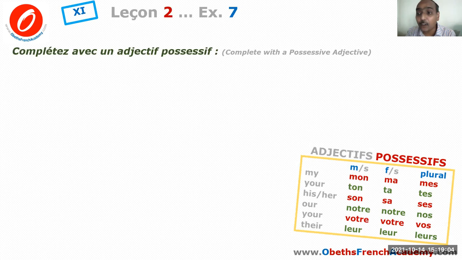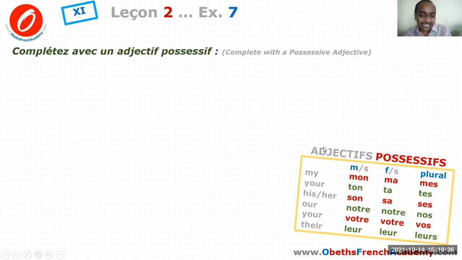In the same way, your, in the familiar form or without respect form, is ton, ta, tes. His or her: son, sa, ses. Our is notre, nos. Your, with respect, is votre, vos. And their: leur, leurs, with an S at the end.